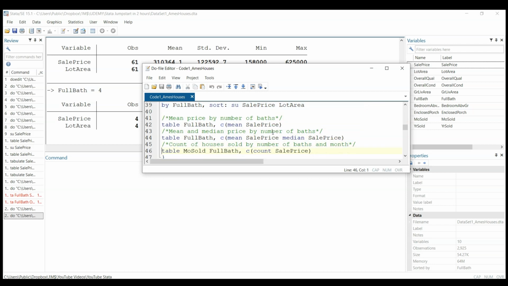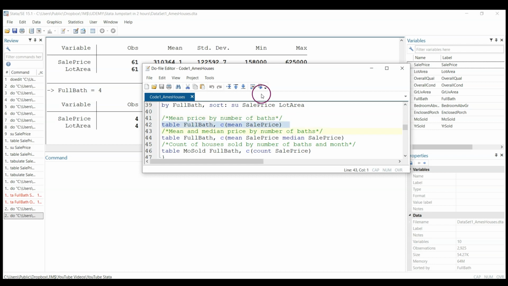Another super powerful command is called table. It's different from the command tabulate, but it's super convenient. It's somewhat similar to what you have in Excel, again, pivot tables. So let's check that out. Let's say I want to look once again by the number of full baths, but I want to look at the mean sale price, and I want to have it in a nice compact form.